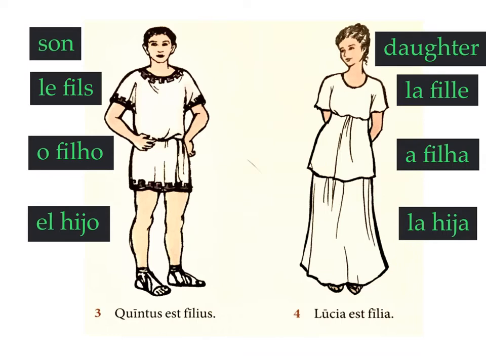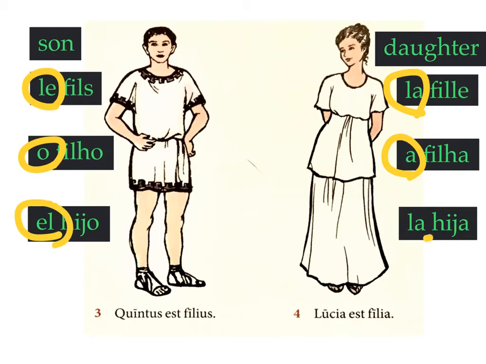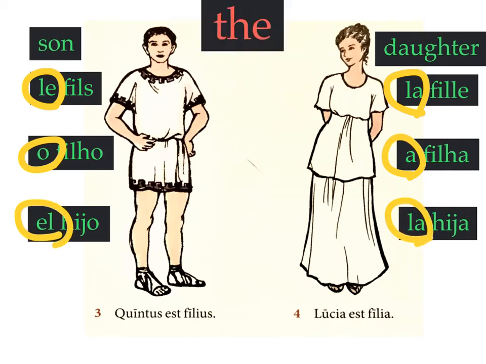Unlike Latin, they've all developed a word that means the, and this is also distinctive. Le fils, la fille. O filho, a filha. El hijo, la hija. In English, all we have is the. The can be masculine, the can be feminine, the can be singular, the can be plural. We just have the. This is a major difference between English and Latin, and one that will take some getting used to.